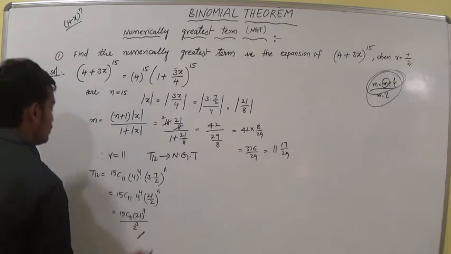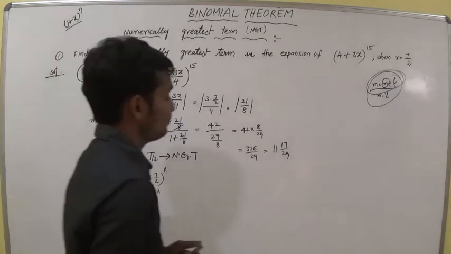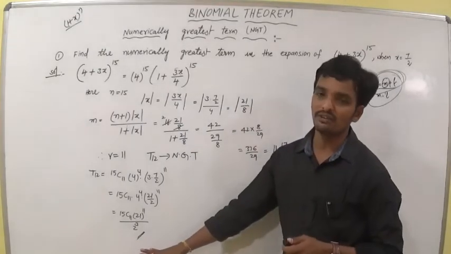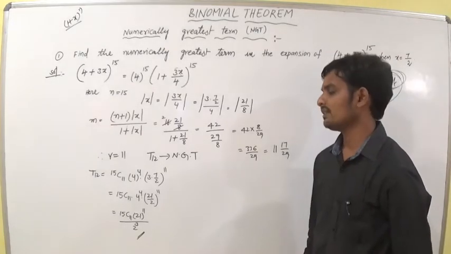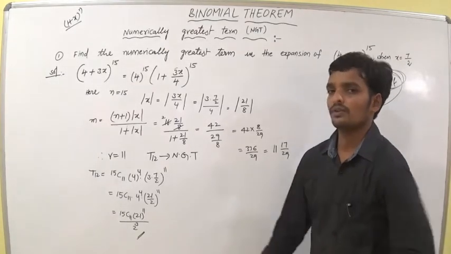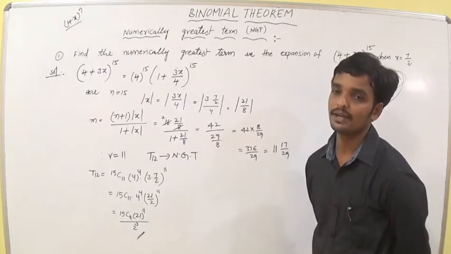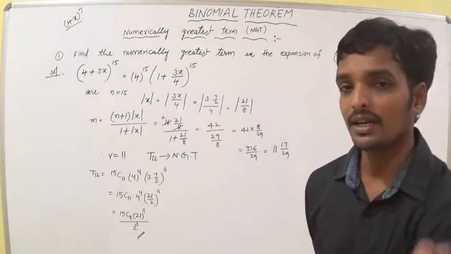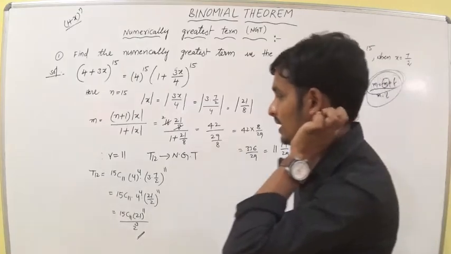This is the numerically greatest term. We don't need to find the value of 15C11, but if you want to, you can. 15C11 is 15C4. You can find 15C4 and (21)^11 by 2 cube, and you get the answer. This is the way of finding the numerically greatest term of the given binomial expansion.